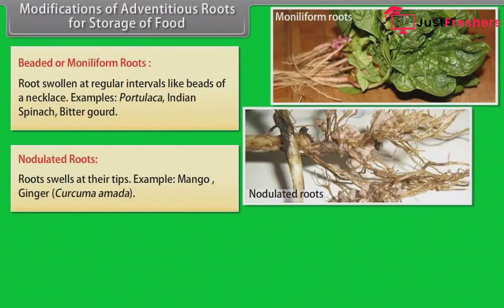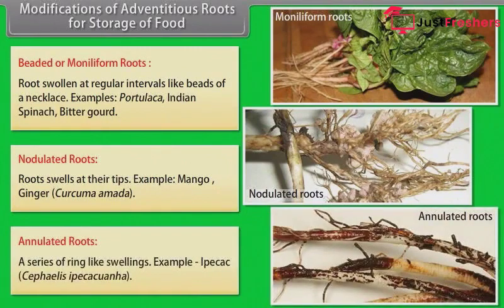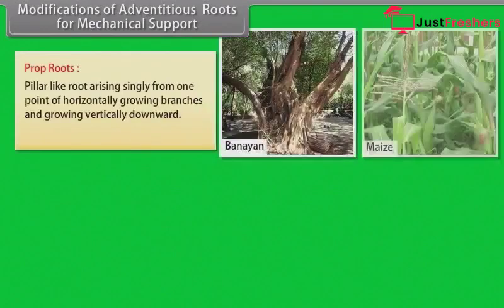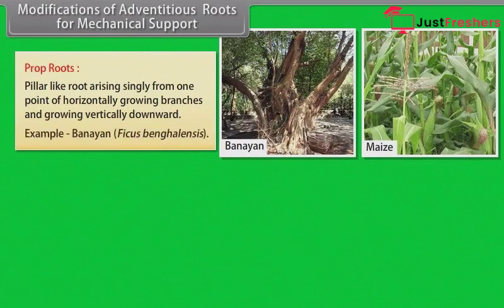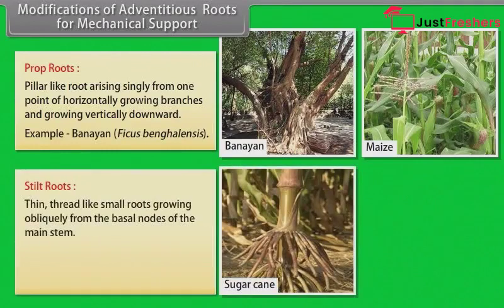Example, mango ginger. Annellated roots: a series of ring-like swellings. Example, ipecac. Modifications of adventitious roots for mechanical support. Prop roots: pillar-like root arising singly from one point of horizontally growing branches and growing vertically downward. Example, banyan. Still roots: thin, thread-like small roots growing obliquely from the basal nodes of the main stem.